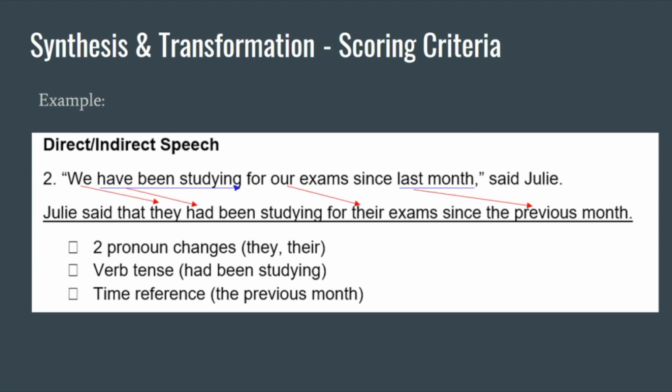When transforming this sentence from the direct to indirect speech, there are 3 changes that the student has to make. So basically, the student is expected to know these 3 concepts. For this section, 3 marks will be allocated if the student is able to execute all 3 changes correctly.